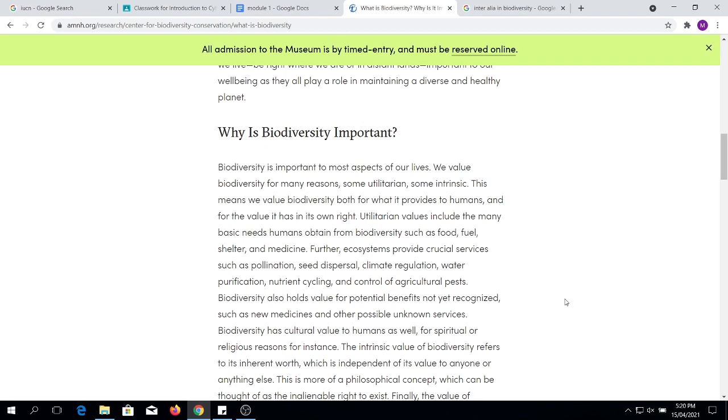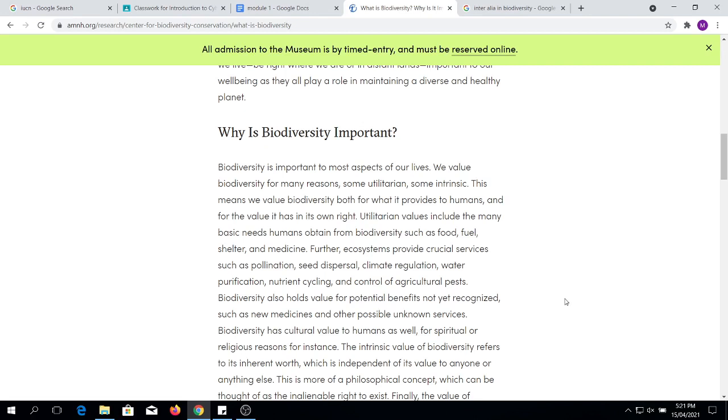Further, ecosystems provide crucial services such as pollination. Okay, what happens is that, for example, the squash plant produces fruit, a vegetable, the squash, through its process. The nutrient cycle and the control of agricultural pests.